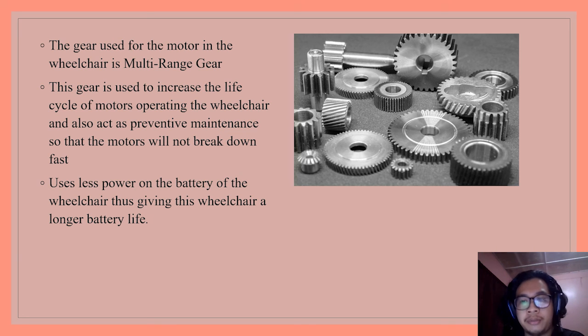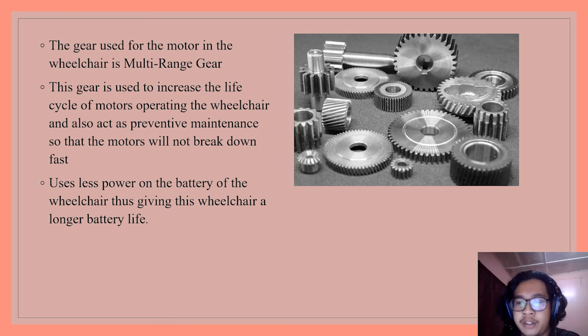Alright, the gear used for the motor in the wheelchair is a multi-range gear. The reason this gear is used is to give convenience for the patient to move slow or fast according to their needs. This also ensures the safety of the patient, so they can sit down and move the wheelchair at a safe speed. Also, this gear is used to increase the life cycle of the motor operating the wheelchair and also acts as preventive maintenance so that the motor will not break down fast.